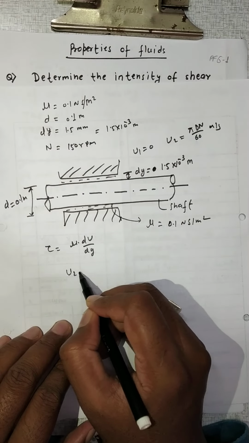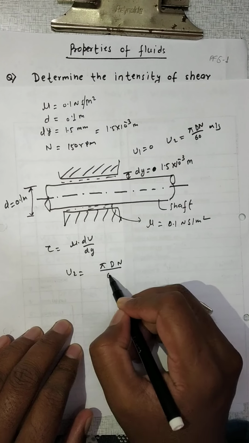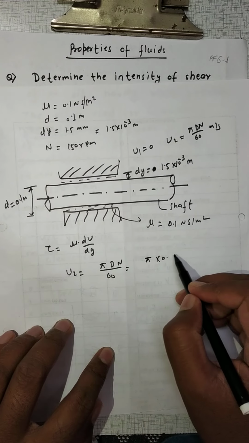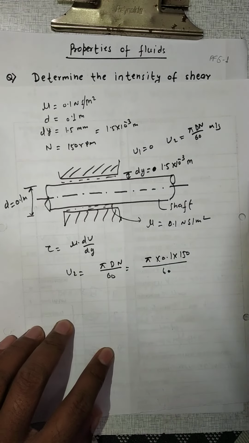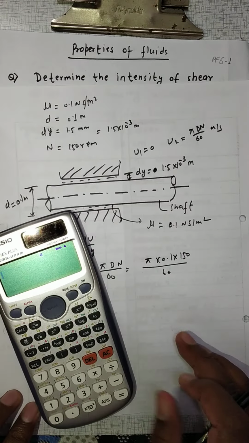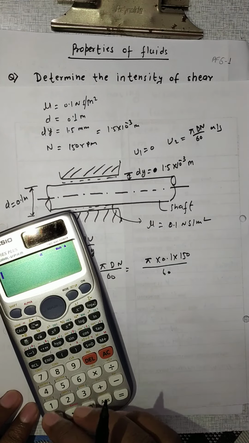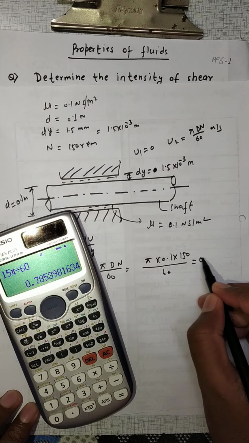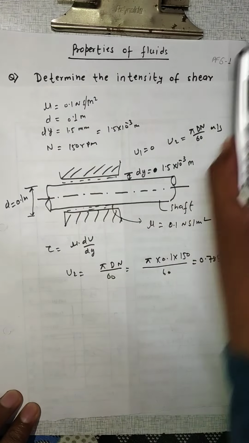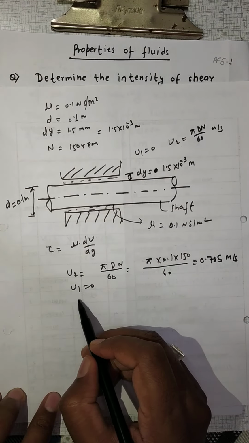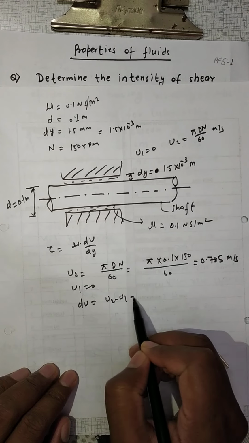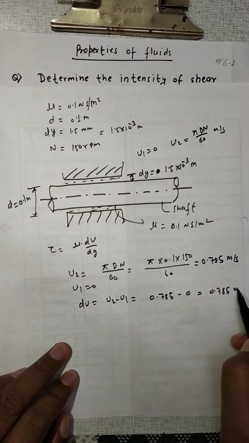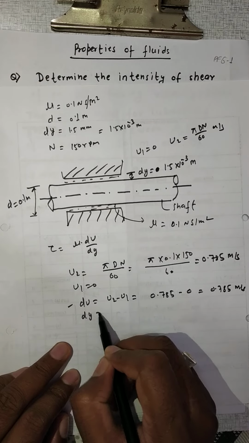Now friends, we will find the value of u2 equal to pi DN by 60 equal to pi, D value has given 0.1 into 150 rpm divided by 60. So from here it will come, this 0 will cancel out, so 15 pi divided by 60, so the value will come 0.785 meter per second. So from here this u1 value is equal to 0, or we can say that du value is equal to u2 minus u1, or we can say that du value is equal to 0.785 minus 0 is equal to 0.785 meter per second.